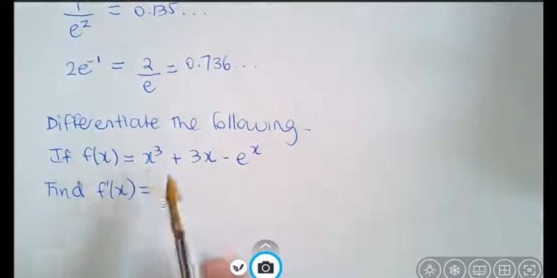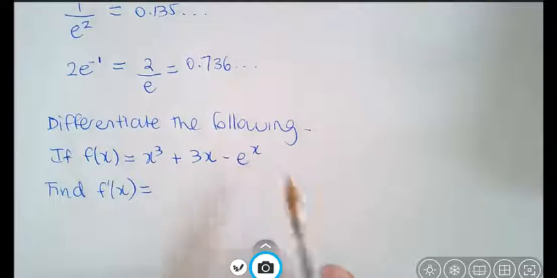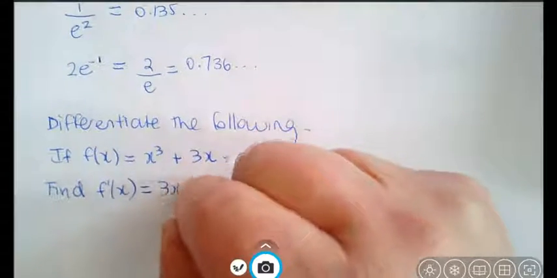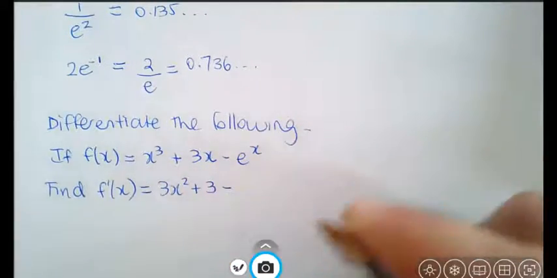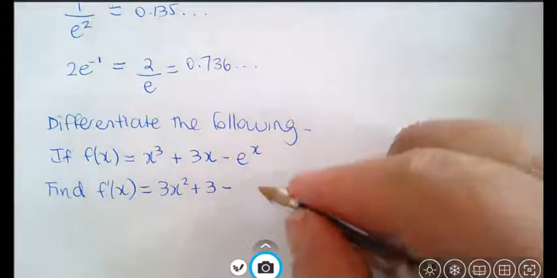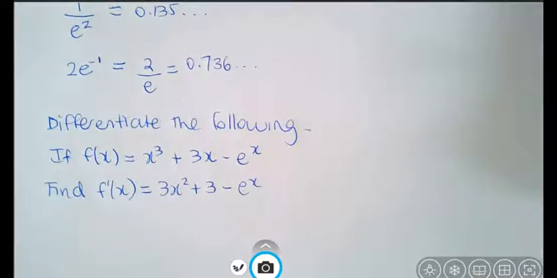So if f of x equals x cubed plus 3x minus e to the x, find f dash x. How do you differentiate x cubed? 3x squared plus 3 minus, how do you differentiate e to the x? E to the x. Okay.